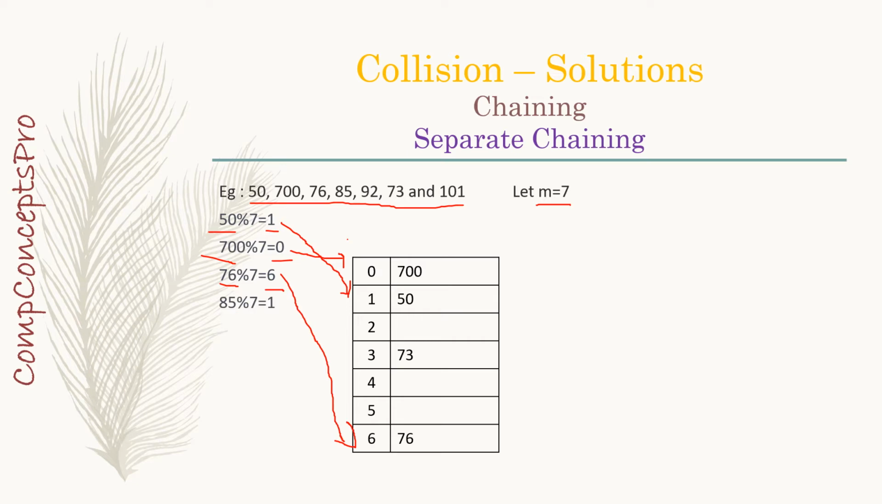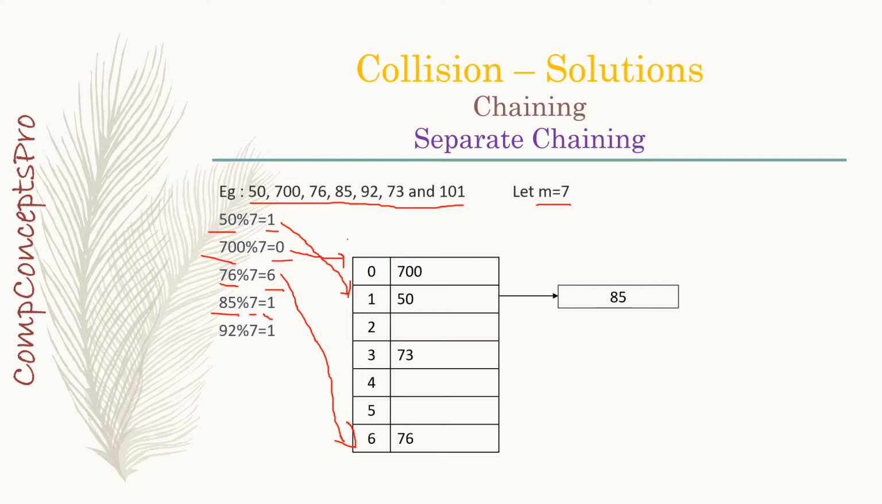Next comes 85. So 85 mod 7 will again give us the hash code 1. But as we can see, there is already a value available at the index position 1, which is 50. So now 85 will be stored in the node of a linked list attached to this slot of the hash table.